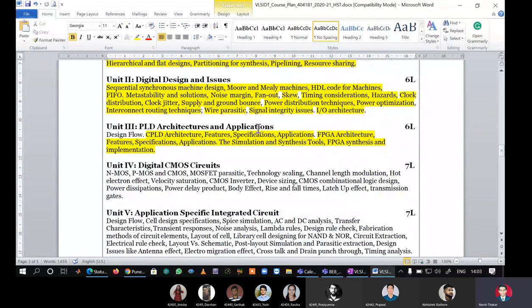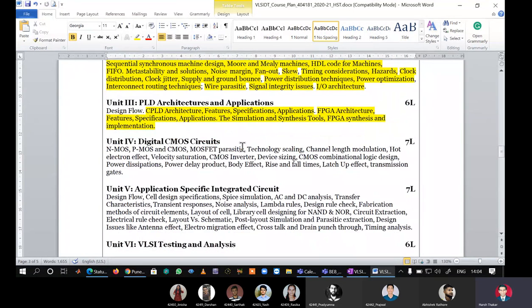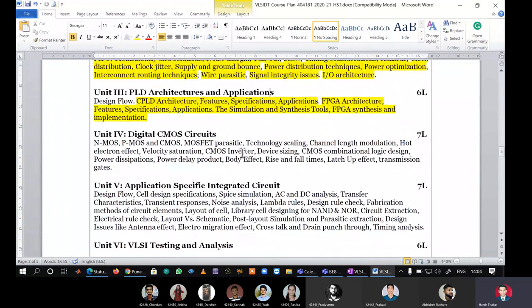And unit number three, PLD, synthesis and simulation tools, and FPGA synthesis and implementation, I had uploaded some PDFs there, so it is also covered. So today we are going to commence with unit number four, that is digital CMOS circuits. It's a very, very interesting topic. Okay, so this is what will be covered as a part of this unit.